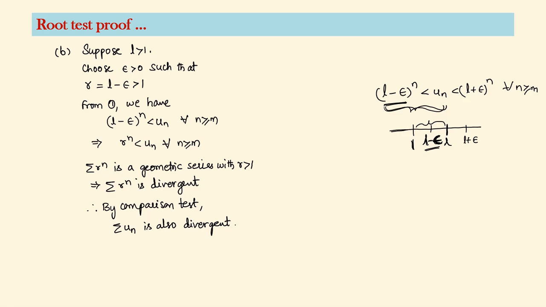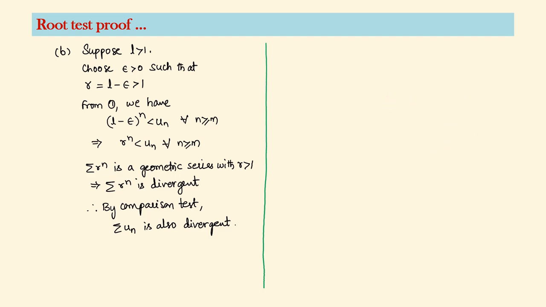So next, third case. Third case, if L is equal to 1, we have to show that the test fails. Test fails means the series may converge or diverge. So let us give counter examples, we will give 2 examples, so that one is convergent and one is divergent. Suppose L is equal to 1. So take u_n is equal to 1 by n and v_n is equal to 1 by n square.